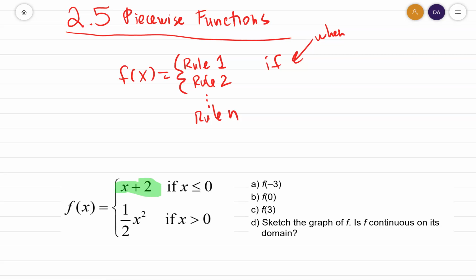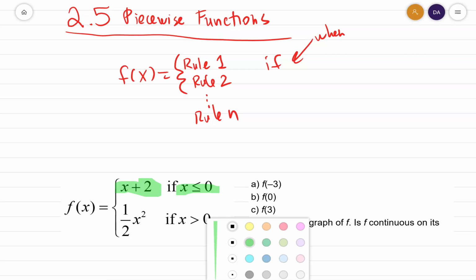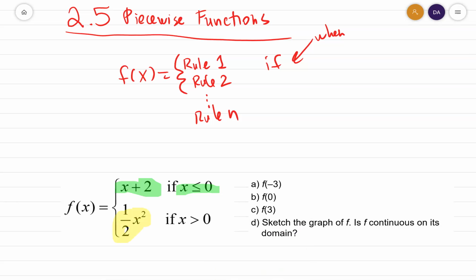So if I read this first one, we are going to graph x plus 2 only if x is less than or equal to 0. We are going to use 1/2 x squared only if x is greater than 0. So we end up graphing two separate functions, and each one we only keep a piece because we restrict the x values when we graph it, okay? So we'll have our rule, and then we'll have when we use that rule, okay?